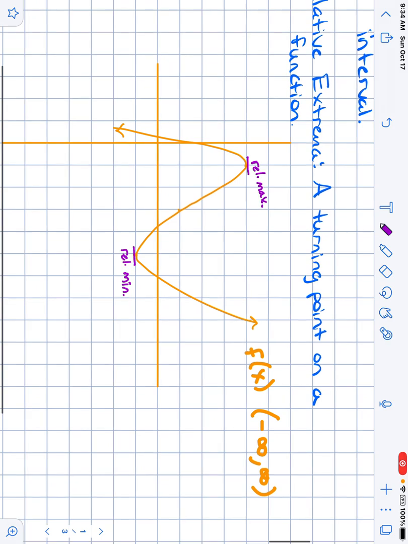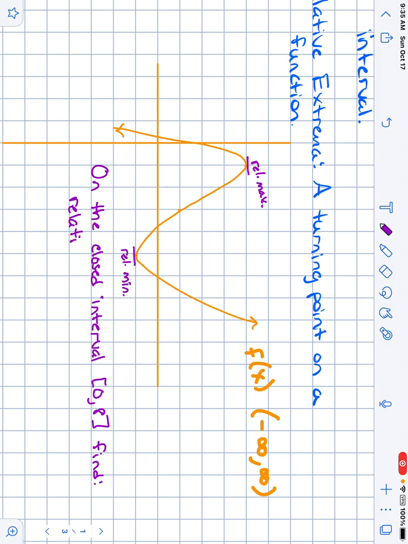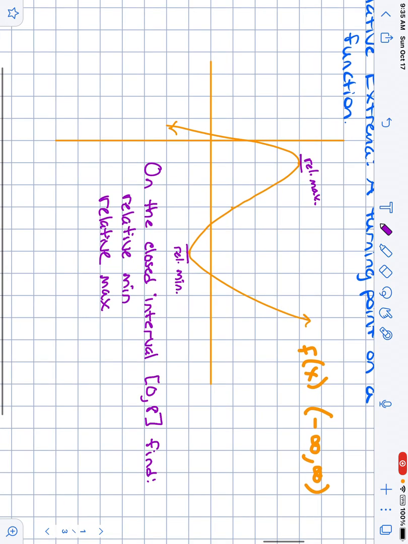So let's take a look here. On the closed interval from 0 to 8, I would like you to find the relative minimum and maximum and the absolute min and max.